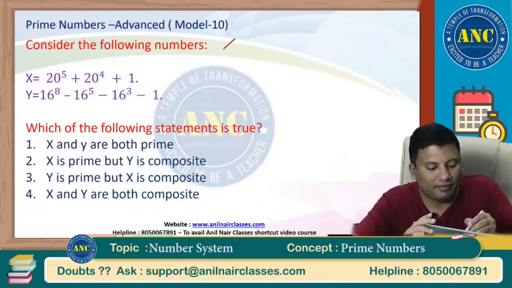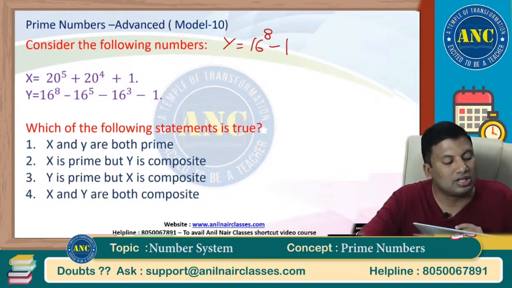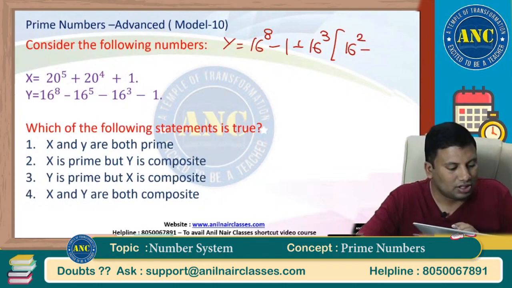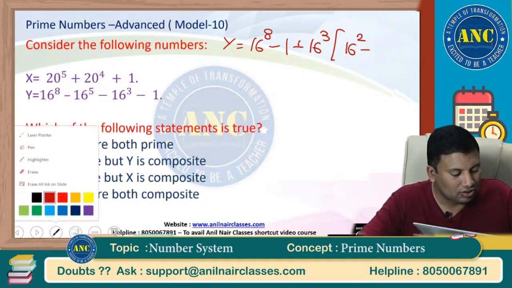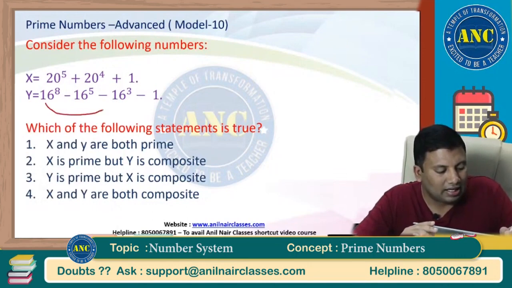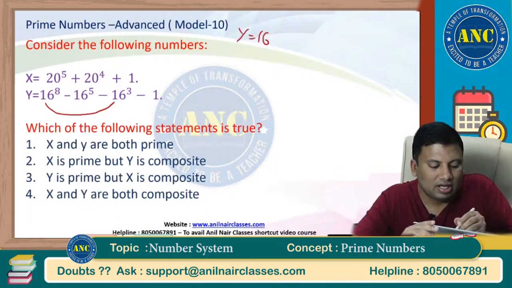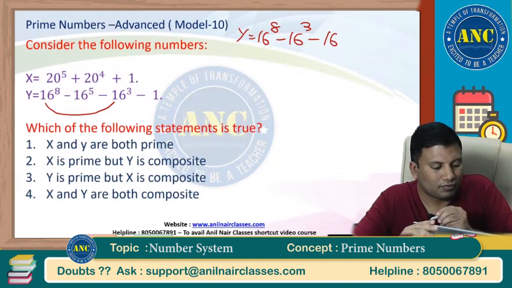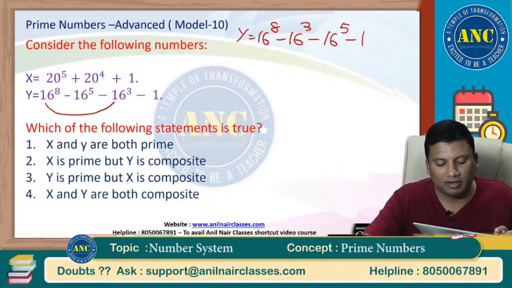Next one. Y is, taking the first and the last, 16 power 8 minus 1 minus 16 cube, 16 square, 16. Or we will write it like this so that we can reduce the steps. I will take the first and third. Y is 16 power 8 minus 16 power 3 minus 16 power 5 minus 1.